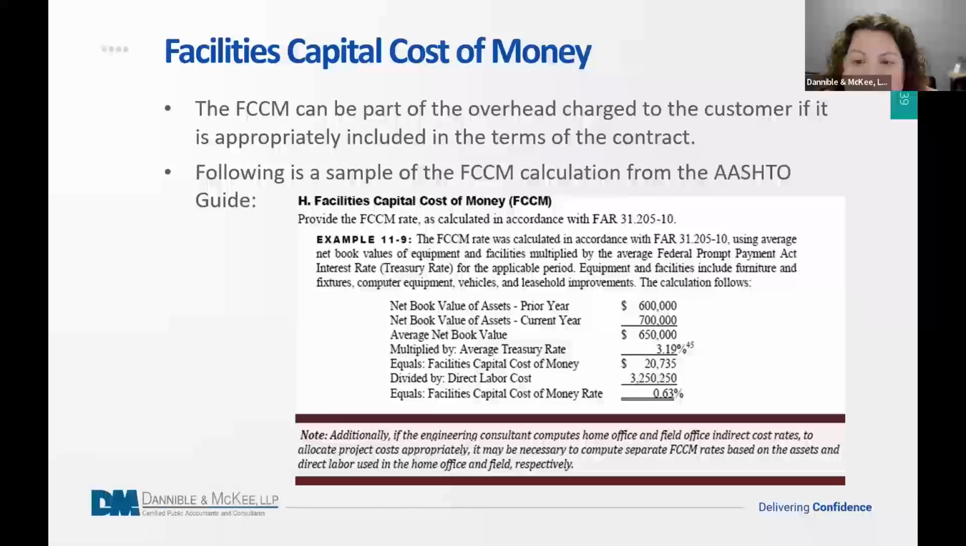So you'll take your average net book value, multiply that by an average treasury rate, that interest rate that we talked about, and that's going to be divided by your direct labor costs to get that FCCM that can be added back to your overhead rate.